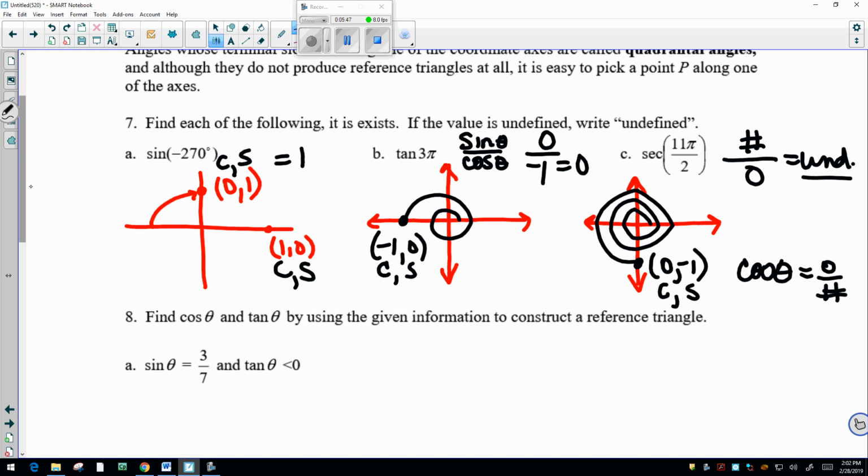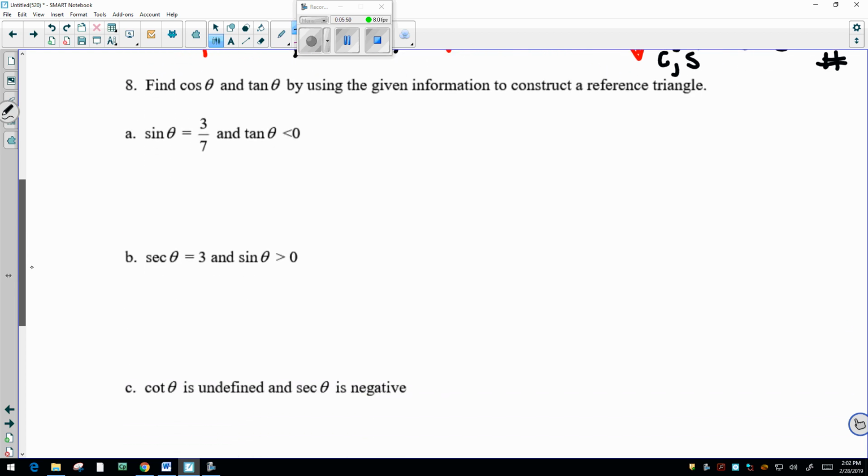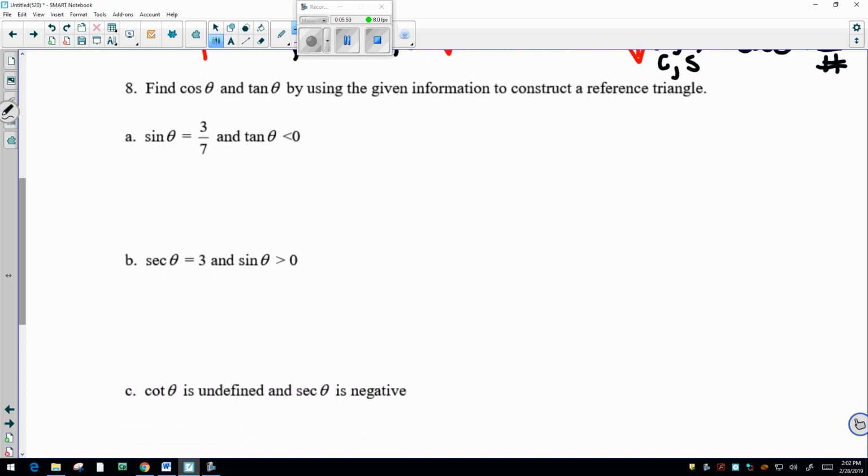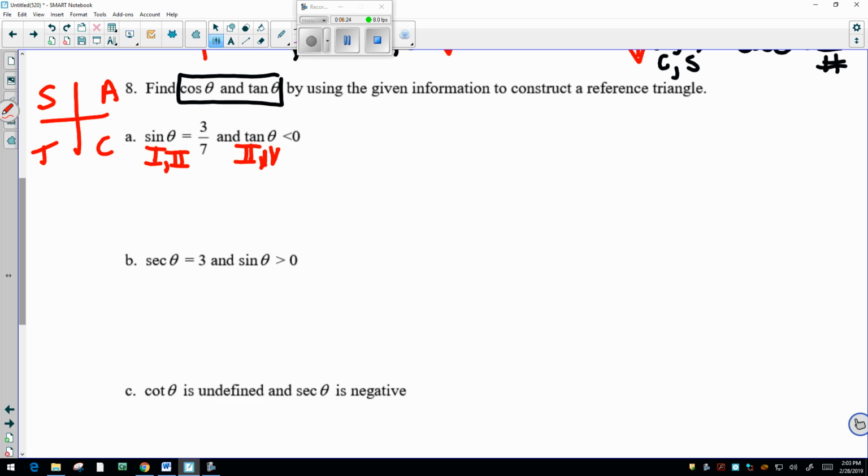Okay, so moving on, we have a couple more problems. So it says find cosine and tangent. So at the very end, I have to come up with these two ratios. And it says by using this given information. So things we have to consider is where is it located? So going back to our all students take calculus, we got to keep that in mind because now I have a place where sine is positive. Well, sine is positive in both our first and our second quadrant. Tangent being less than 0, meaning tangent is negative, well, that only happens in our second and our fourth quadrant. So I see that they have in common the second quadrant.